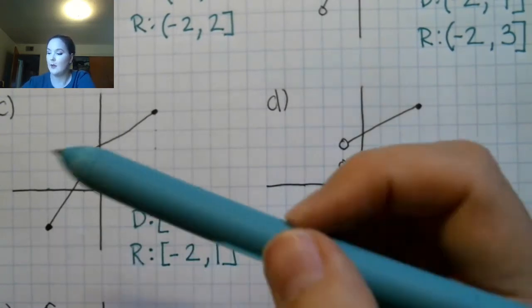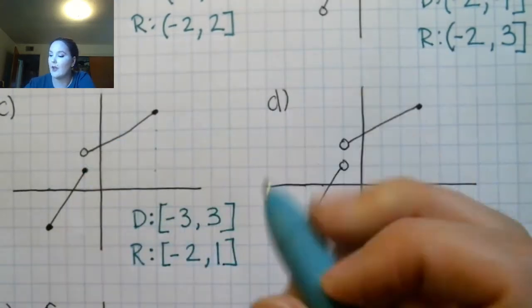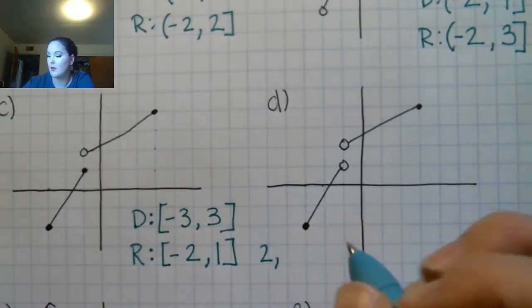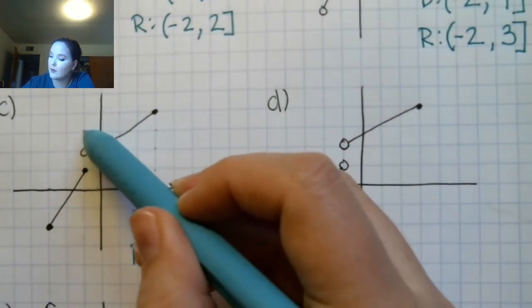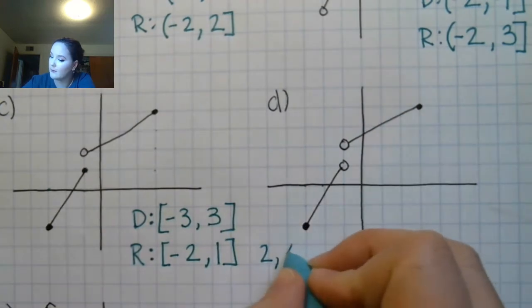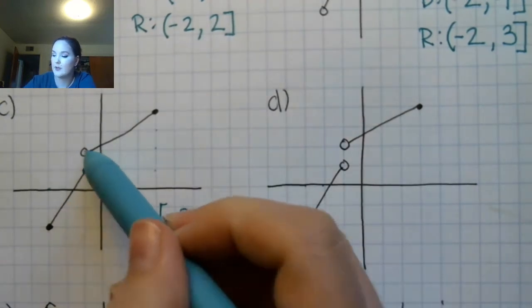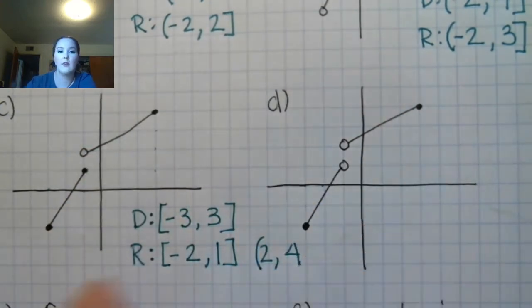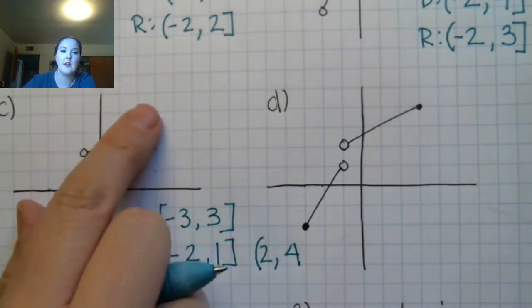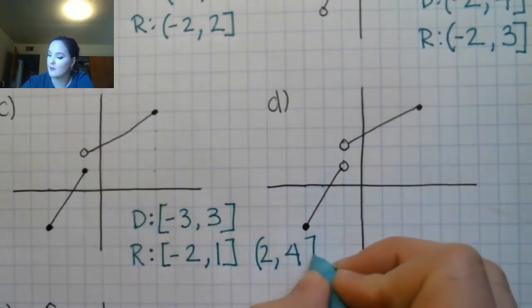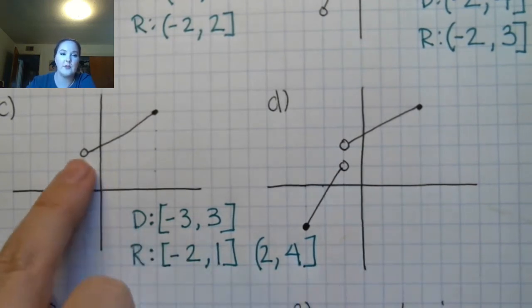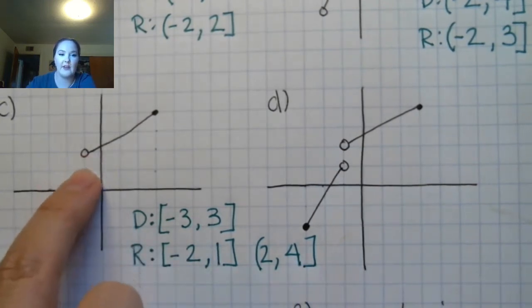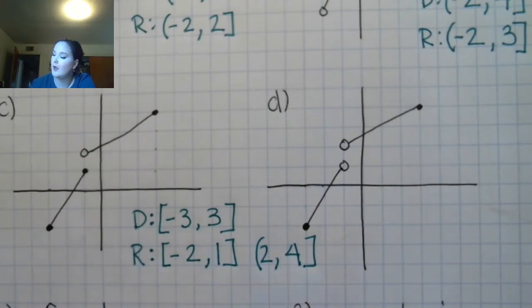Now my y values start over at 2, and they continue up to 2, 3, 4 at this point. This part is open, so I use a parentheses. This point is closed, so I use brackets. We have two different intervals because there's a gap in the y values here, and I would combine them using the union.